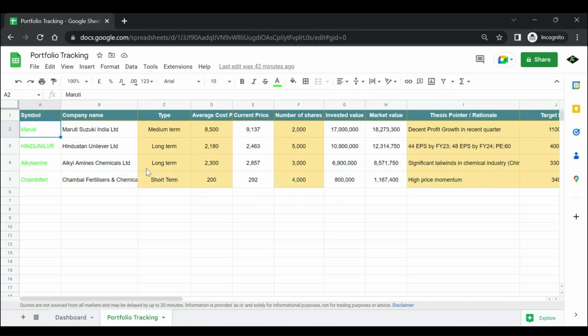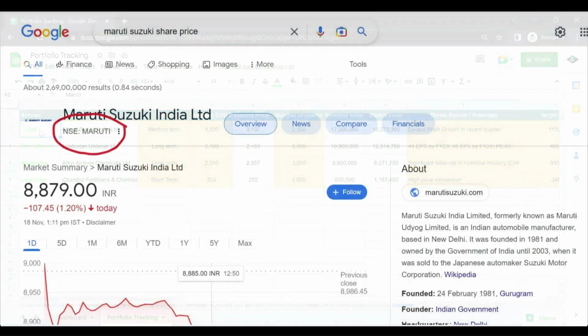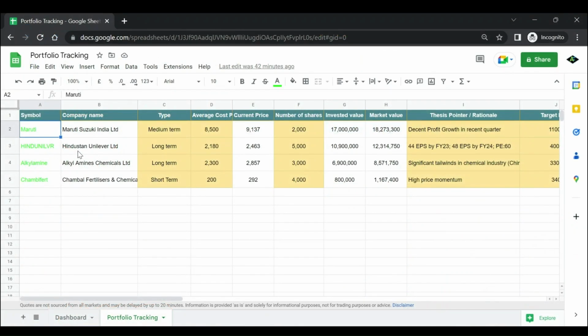So this is the portfolio tracking sheet. I've already filled in a few of the stocks so that I can take you through. Google Sheets uses Google Finance, and the first input for the Google Finance function is the symbol of the stock, which is listed in column A. You can get this information by just searching on the stock. Then column B utilizes the symbol, you can see equal to GoogleFinance A2 name. So it will give me the company name of the stock.